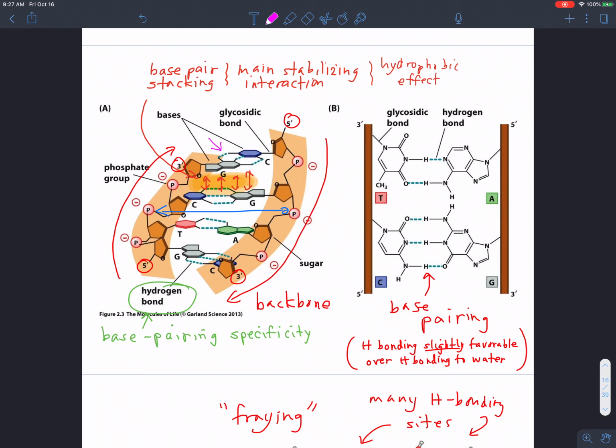And again, that's a typical kind of pattern. Hydrophobic interactions, or the hydrophobic effect, driving binding, and hydrogen bonds and other kinds of patterns determining specificity.